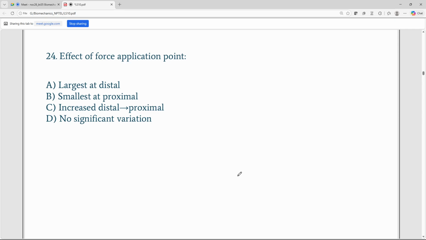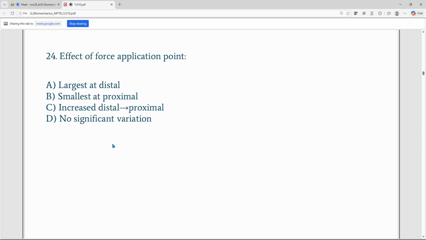Next question. The effect of force application point. How did the enslaving effect vary with the positioning of force application points on the fingers? Option A, largest at distal. Option B, smallest at proximal. Option C, increased from distal to proximal. Option D, no significant variation.